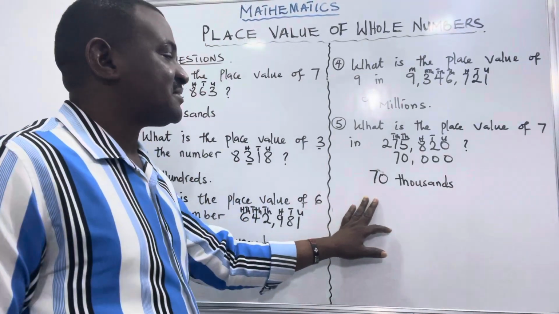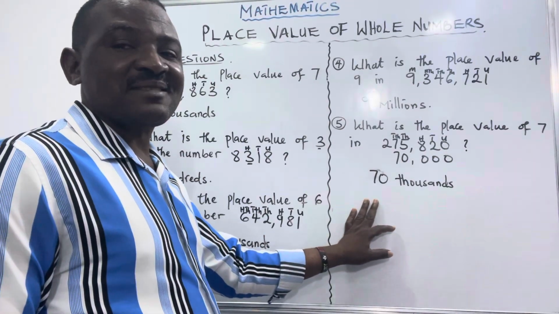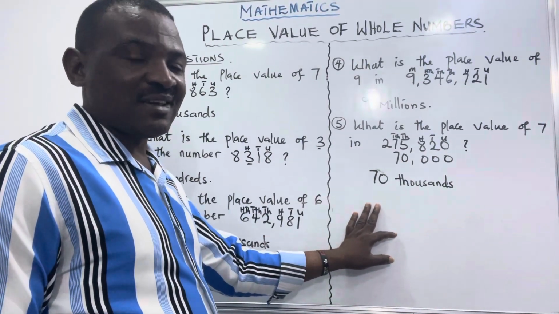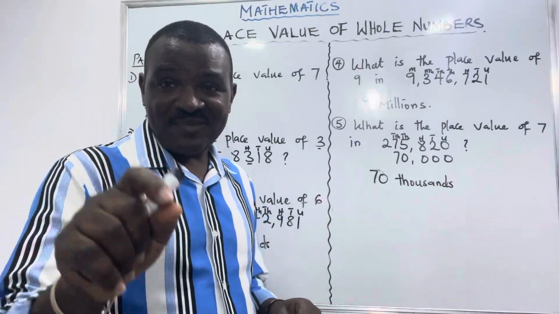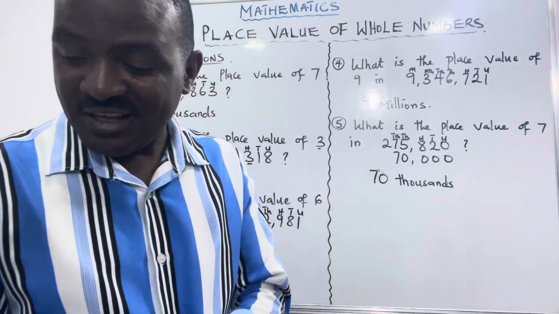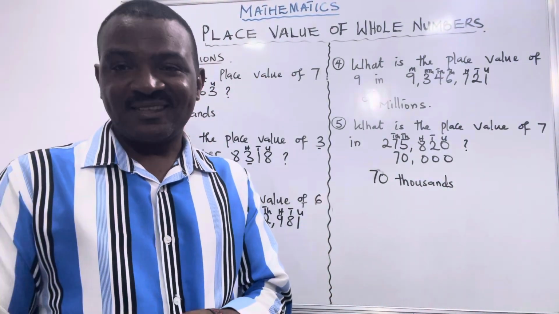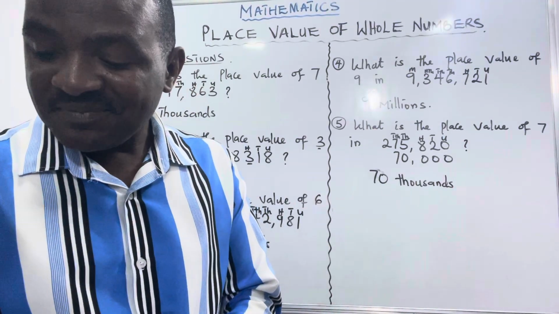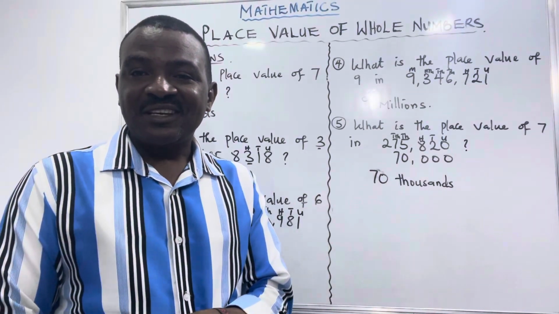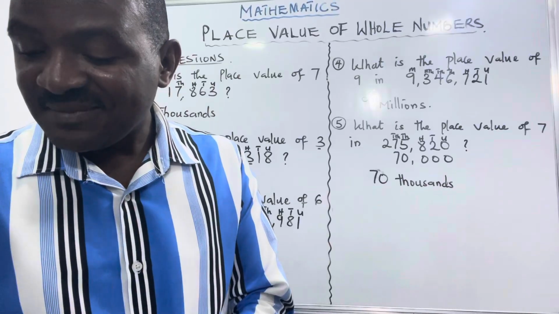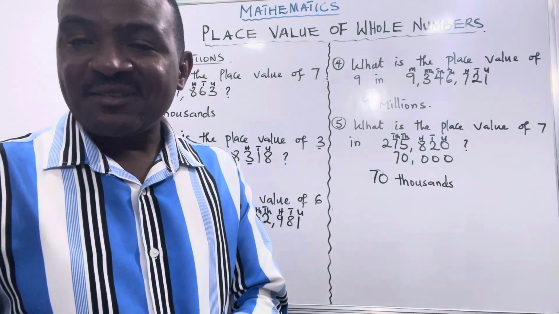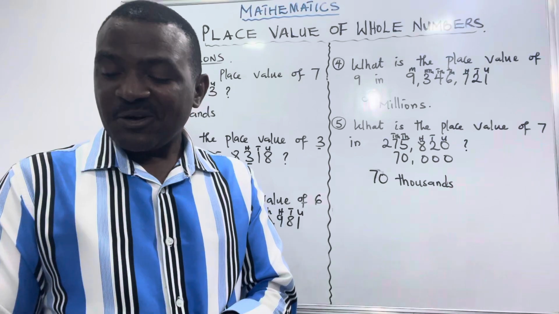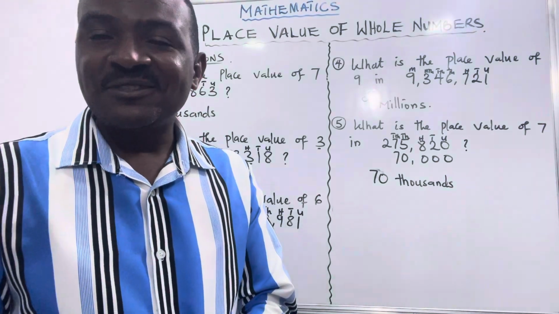70,000. That is the place value. Okay, now that is the end. Let me tell you the options. Option A, 7 tens. Option B, 700. Option C, 700. Option D, 70,000. Option E, 7 million.